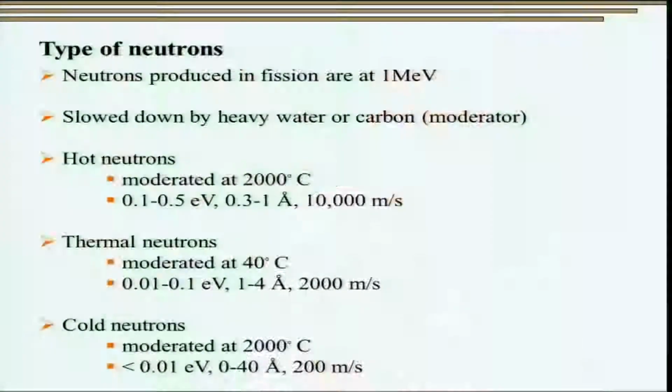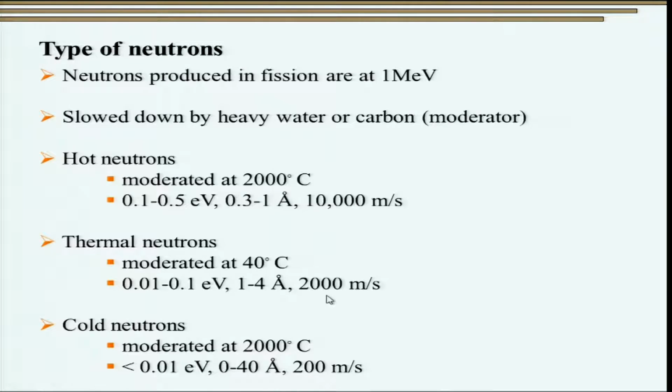So, if you look at hot neutrons, they are moderated at 2000 degrees centigrade. They have energy range of about 0.1 to 0.5 electron volt, wavelength of about 0.3 to 1 angstrom, and travel at a velocity of 10,000 meter per second. There are thermal neutrons which are moderated at about 40 degrees centigrade. They have energy range of the order of 0.01 to 0.1 electron volt, wavelength of the order of 1 to 4 angstrom, and travel at a velocity of 2000 meter per second.